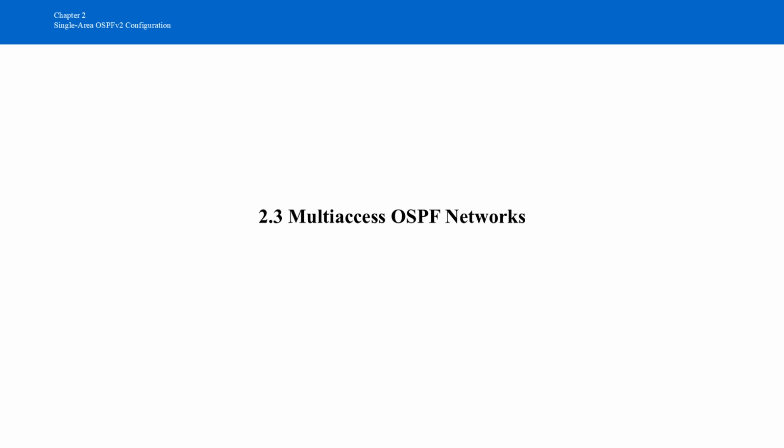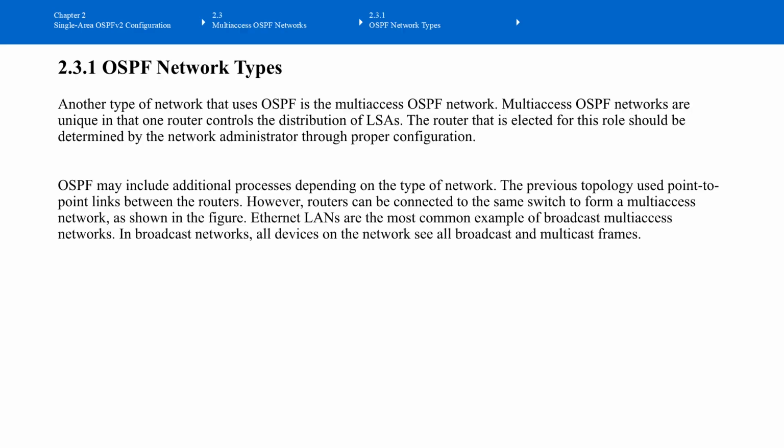In OSPF, another common network type is the multi-access network. A multi-access network means several routers are connected to the same network, usually through an Ethernet switch. For example, if 5 routers connect to the same switch, they can all communicate with each other.